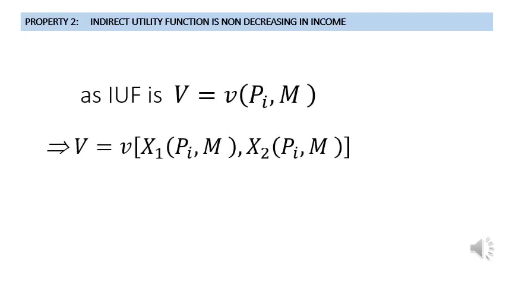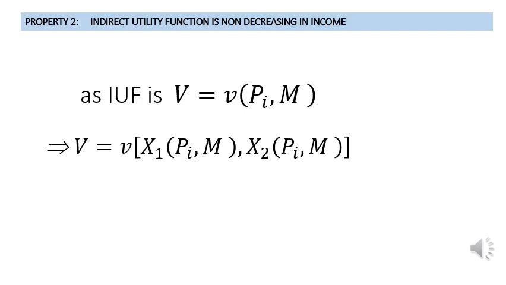The second property is that the indirect utility function is non-decreasing in income, which means that with an increase in income, utility is likely to increase. However, it is always non-decreasing. So what we'll do is take a simple indirect utility function and differentiate it with respect to income. If the answer is non-negative, then it means that the indirect utility function is non-decreasing in income.